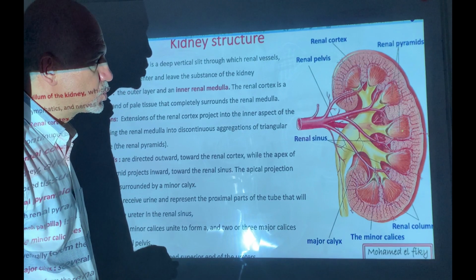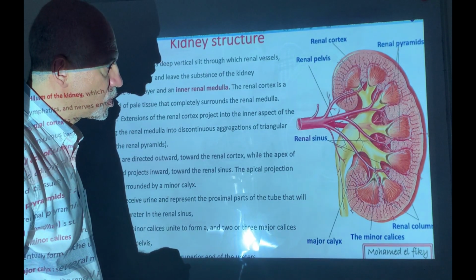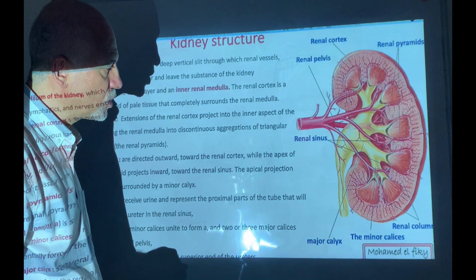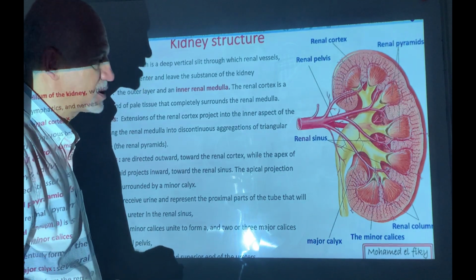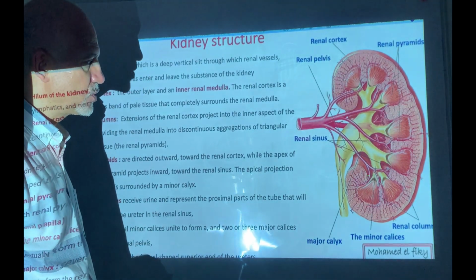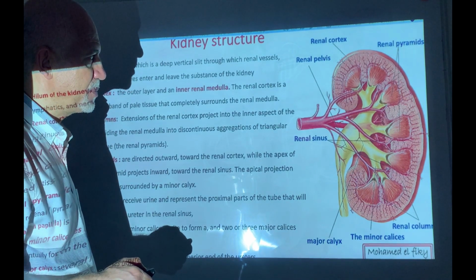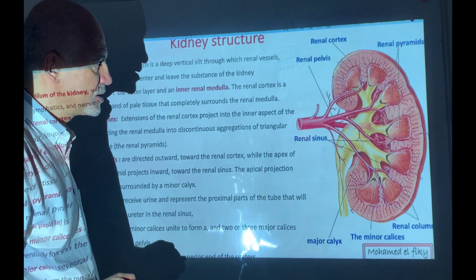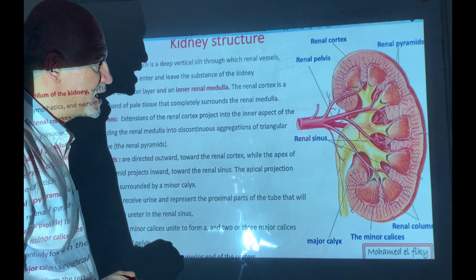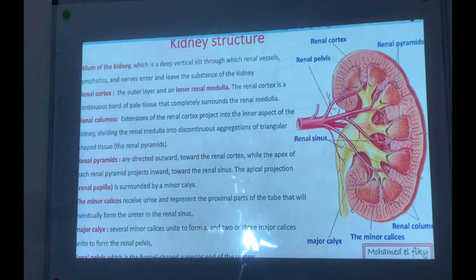In between two pyramids, this area is called the renal column. The renal column is related to the renal sinus. Minor calyces surround the apex of the pyramid, the renal papillae. Then the major calyces form the renal pelvis, which descends as the ureter. This is the structure of a kidney.